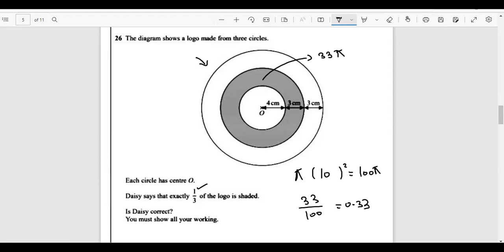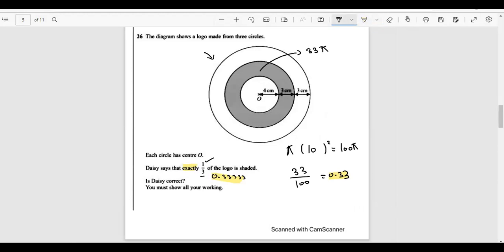Oh, I didn't even check. I just automatically thought 0.33 would be 1/3. And this is 0.33333, right? So it is not exactly the same. It is approximately correct, but it is not exactly 1/3. How come? Because it's not continuous: 0.3333333 and 0.33. Was my working right though? Yes, the working was right.